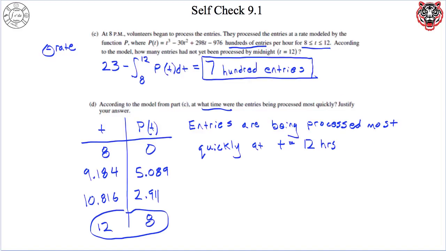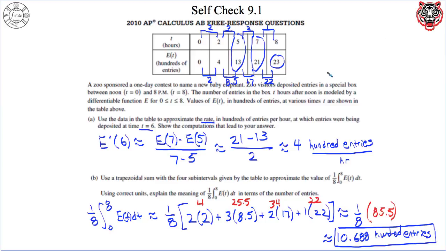All right, let's go back and score this thing. So there were 9 points here. In part A, this was out of 1 point. If you got 4, you get 1 point. So that's +1 if you got the 4. For part B, using the trapezoidal sum, you get 1 point if you're able to get this long string of numbers. If you're able to get the approximation, 10.688, that's +1.